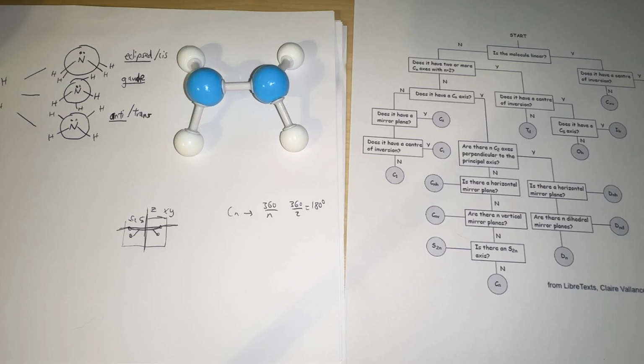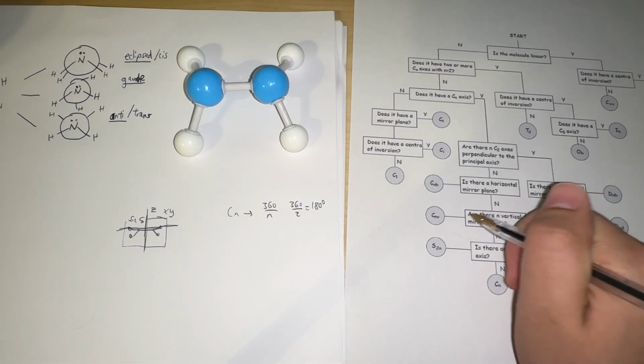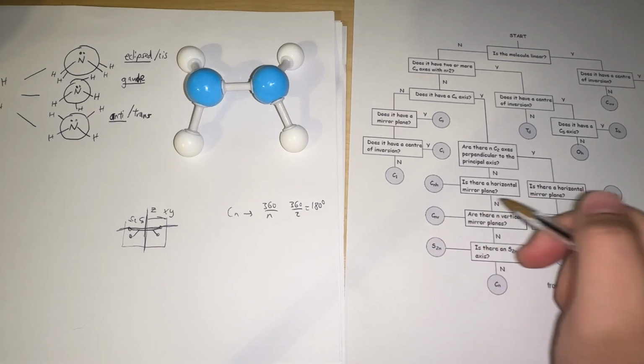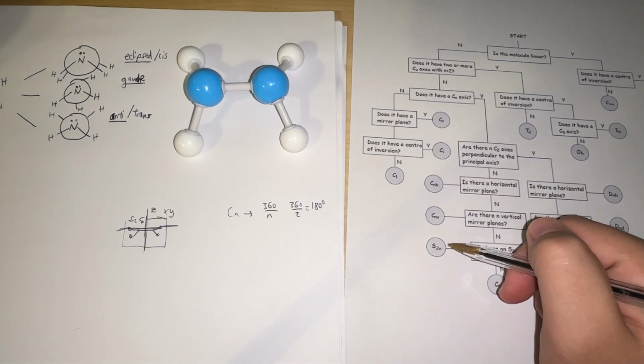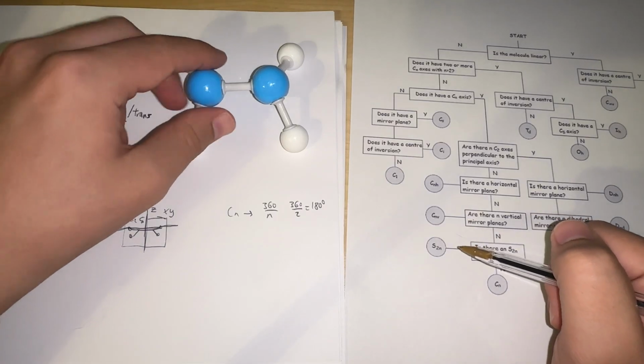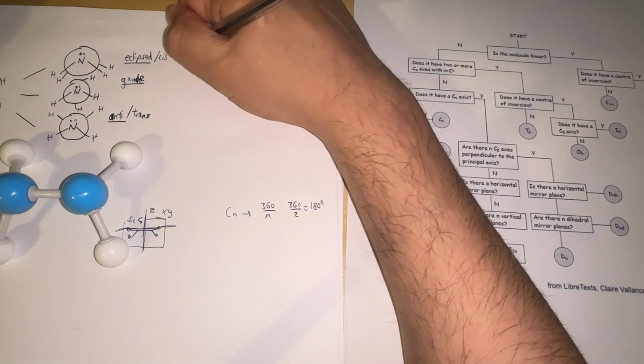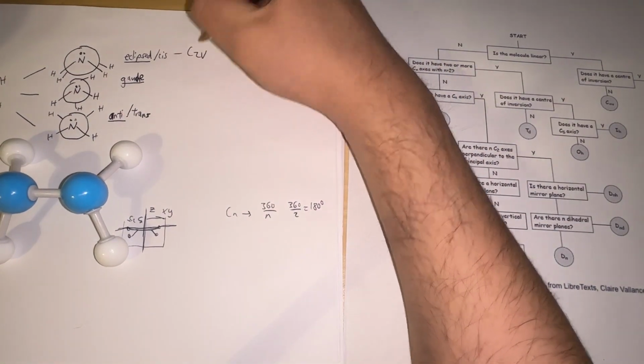So what is the point group of this molecule in that case? Because we answered yes to Cn and v, and since n on the Cn axis is C2, then that means that the eclipsed or cis hydrazine is C2v.